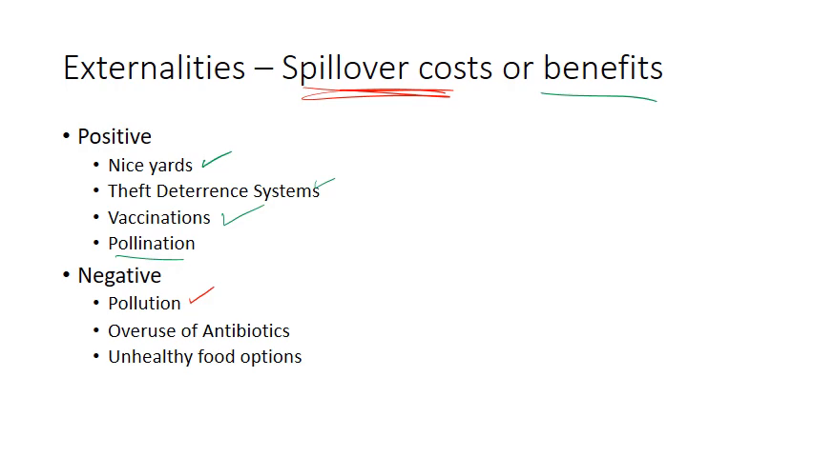Every time folks overuse antibiotics, they help bacteria build up immunity and make it more likely that antibiotics won't work for us in the future the same way they do now. Unhealthy food options: as people continually consume very, very high carbohydrate food, they're more likely to be obese. They're more likely to suffer from type 2 diabetes. All of these things will drive up medical costs within society. It's another negative externality. So there's a few examples there.